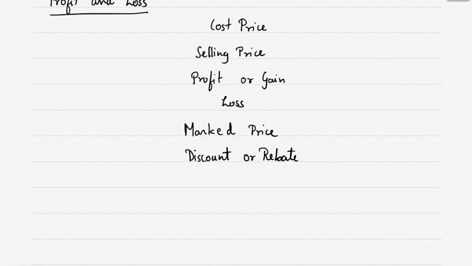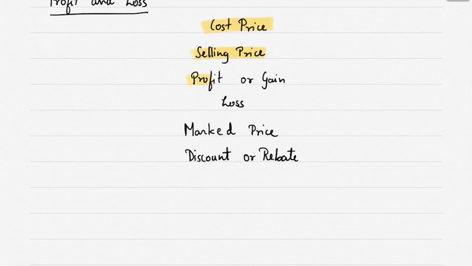Okay, what is the cost price? This is the price at which an article is purchased. What is the selling price? This is the price at which an article is sold.